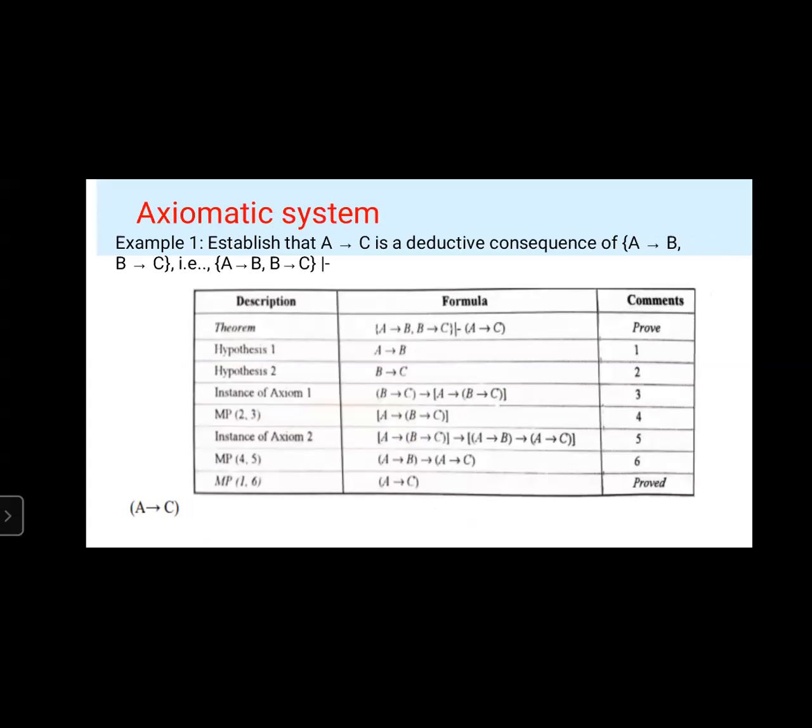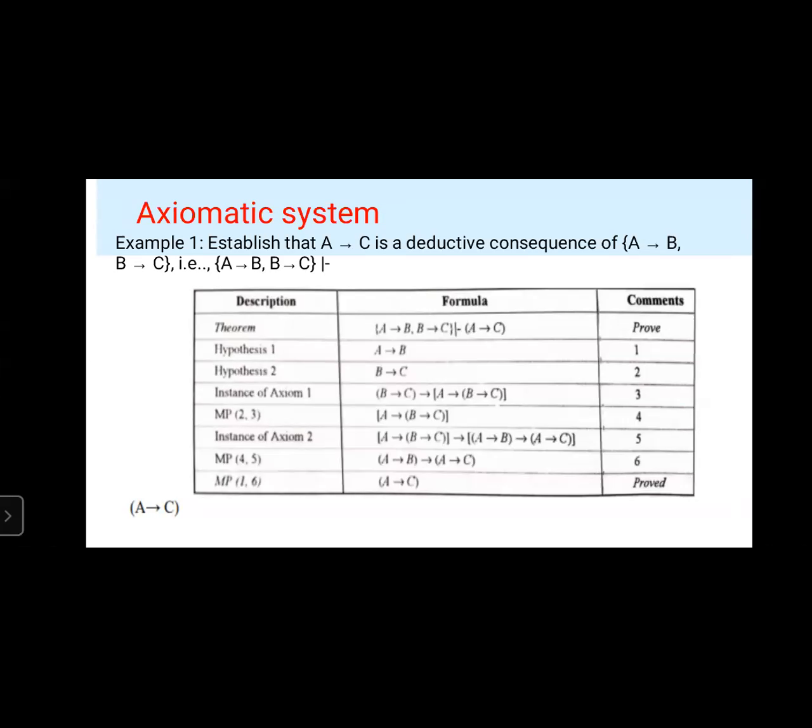Now let's see how to solve a particular problem using an axiomatic system. Establish that A implies C is a direct consequence of A implies B, B implies C. Now the theorem given to us is (A implies B), (B implies C) implies (A implies C). I need to prove this one. Hypothesis 1 is A implies B. Hypothesis 2 is B implies C. With these two, at last I need to get A implies C, right?